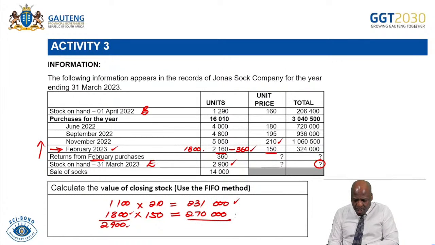Calculators now. 231 plus 270, that will give you 501,000. That becomes the value of a closing stock using FIFO. Okay, can I move on to the next question? Okay, thank you. Let's move on to the next question then.